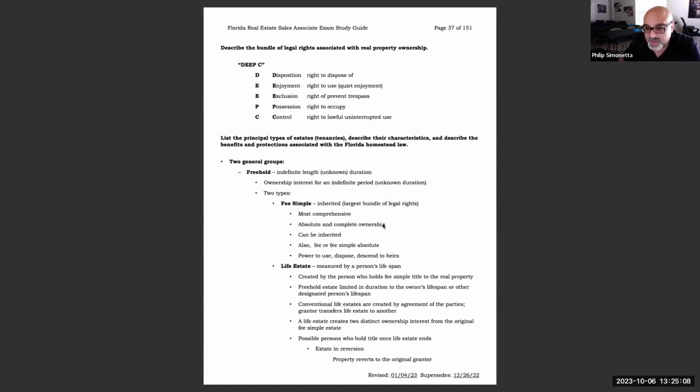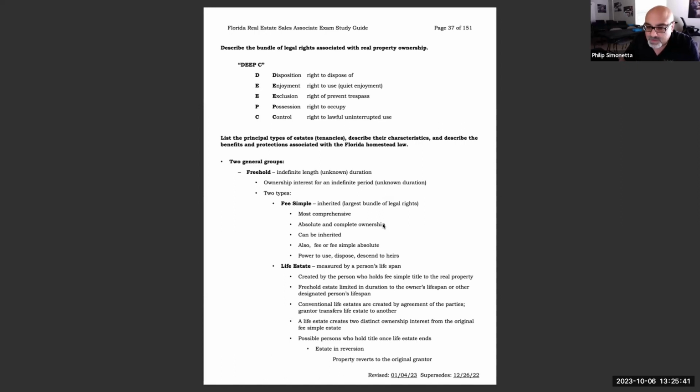Life estate is measured by a person's lifespan. This is created by a person who holds a fee simple title to the real property. The freehold estate is limited in duration to the owner's lifespan and/or designated lifespans of other persons. Conventional life estates are created by an agreement of the parties, and the grantor transfers a life estate to another. The life estate creates two distinct ownership interests from the original fee simple estate.